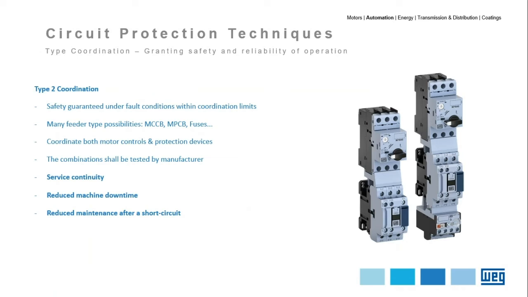In a coordination type 2, under a short circuit condition, the contactor or starter must not present any danger to personnel or installations and shall be suitable for further use. The risk of contact welding is recognized, in which case the manufacturer shall indicate the measures to be taken in regards to the equipment maintenance. Thus, safety and service continuity are guaranteed.